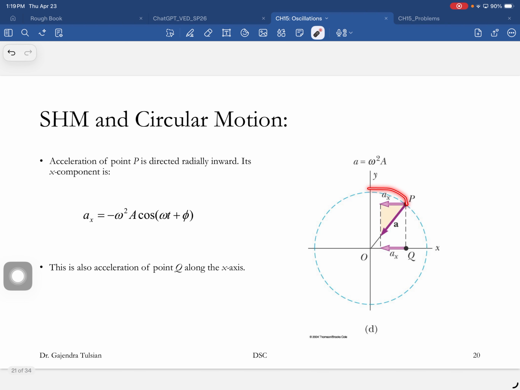Similarly, when an object is going in uniform circular motion, what kind of acceleration does it have? It has centripetal acceleration, and this component of the acceleration is exactly equal to the acceleration of that mass attached to the spring at that location. So there is that acceleration.